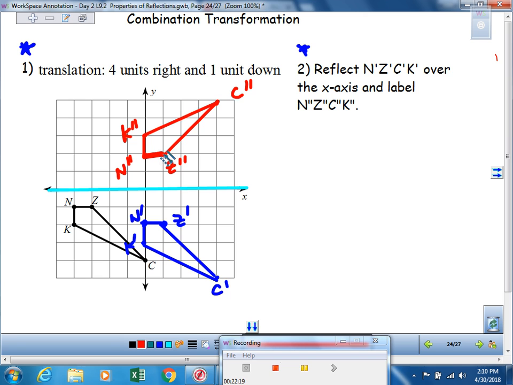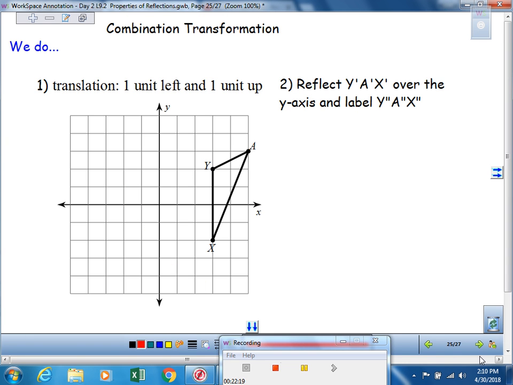Okay, so not too bad, right? So that's a double transformation. When you do the double transformation, usually you transform the figure you just drew. All right? Try that one.